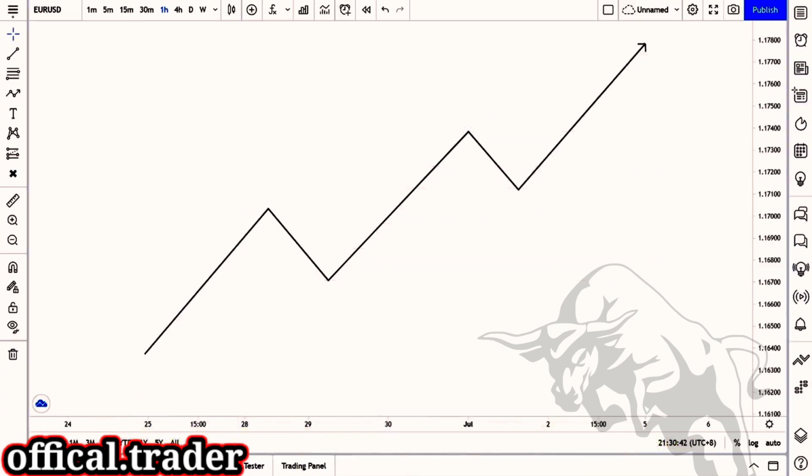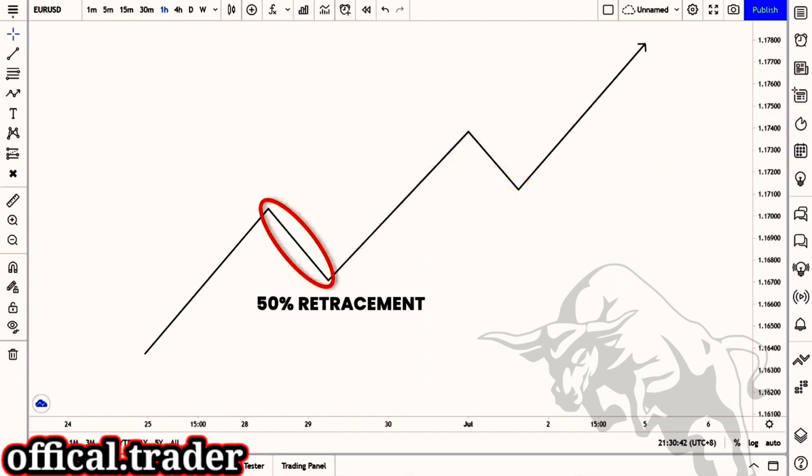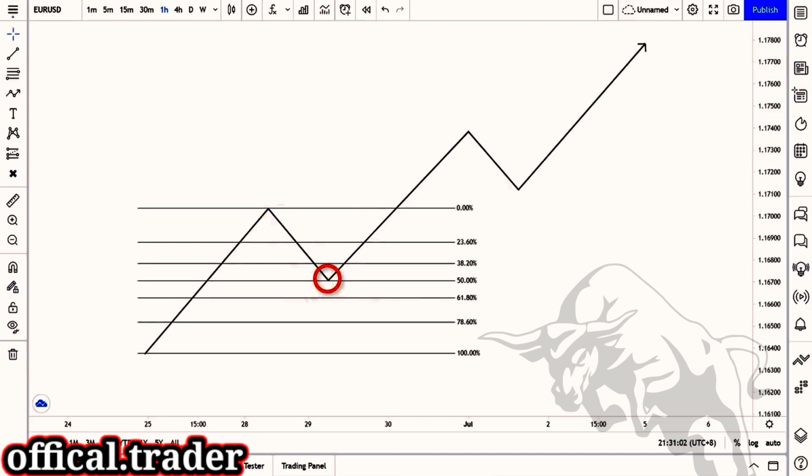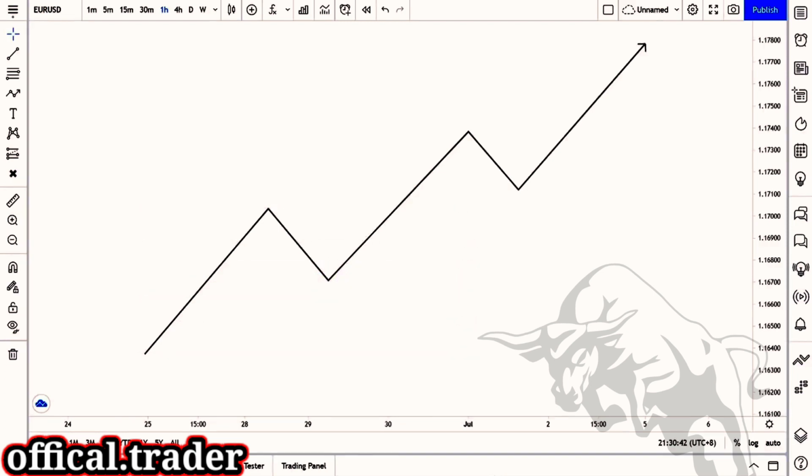For example, if we saw only a very shallow retracement before a continuation of the uptrend, then that retracement may have stopped at the 38.2% Fibonacci level. If price was able to retrace exactly half of the move up, then it would have stopped at the 50% Fibonacci level. And if it was able to retrace deeper still, then it may have stopped at the 61.8% level.